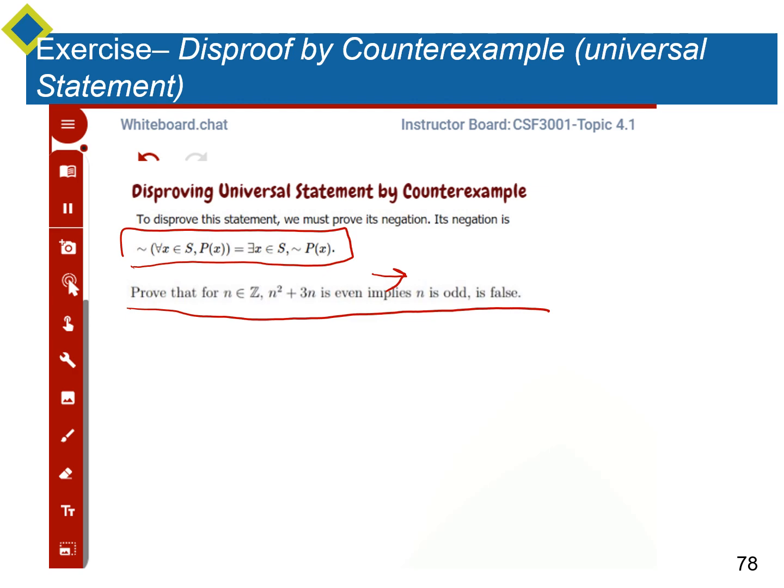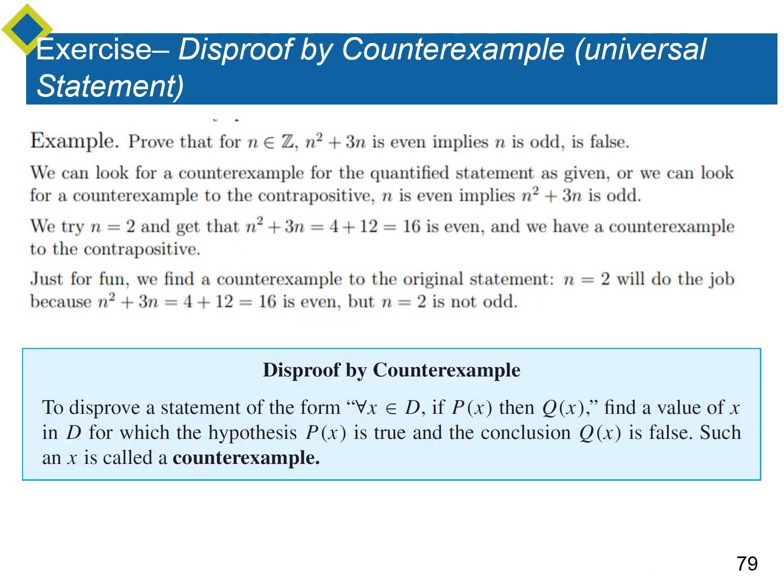Try by yourself first. Okay, prove that for n a member of Z, n squared plus 3n is even implies n is odd is false. Okay, so we can try replacing n with 2 and get that n squared plus 3n equals 4 plus 6, which is 10, is even. So we have a counterexample to the contrapositive.